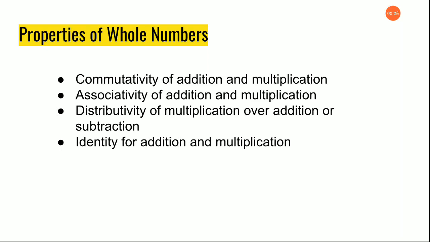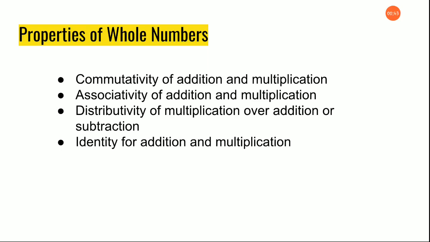Next, associative property. Associative means grouping. We were grouping the numbers into groups and then into brackets, and then we will add and check whether both the sides are equal. Same way we will do for multiplication and also verify this property.